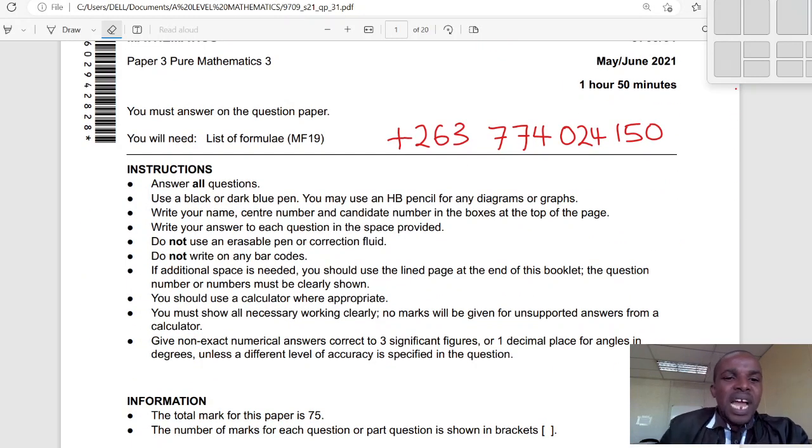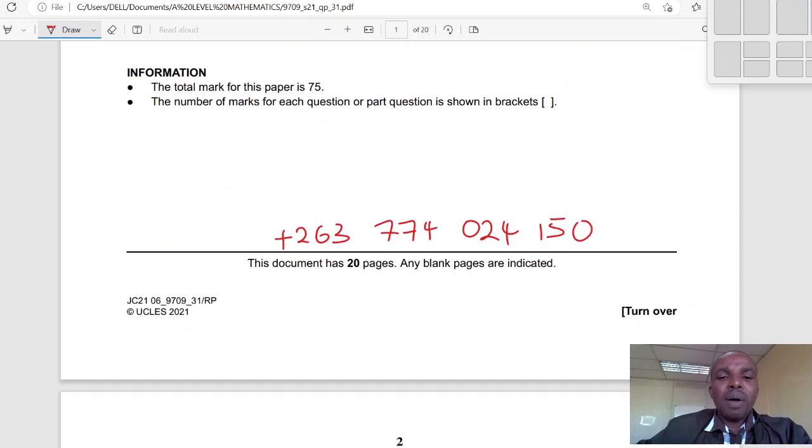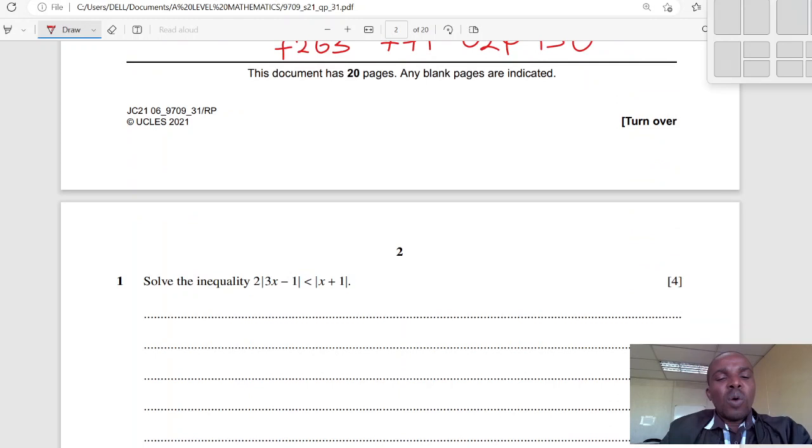Instructions. Non-exact values must be given to 3 significant figures unless otherwise stated. Angles in degrees must be given correct to 1 decimal place. Please take note, it's angles in degrees, not in radians. Question number 1. Solve the inequality.